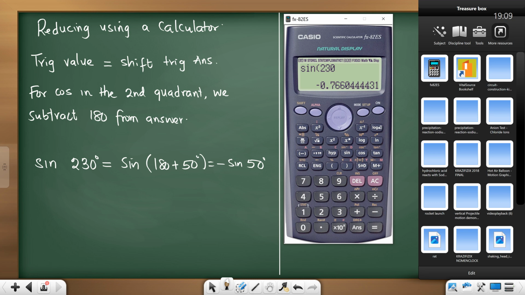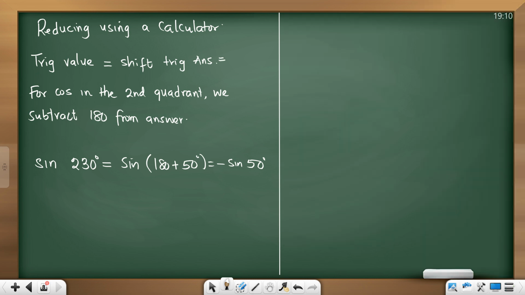Don't worry about the answer you are getting. Relax. Are we okay there? Now, what's the next instruction? Shift. I'll press my shift. Which trig value are we using? We're using sine, right? So I'll press sine again. It must give me sine to the power of -1. I know it looks long right now, but just wait. Answer. Then press equals to. -50. And I'm done.